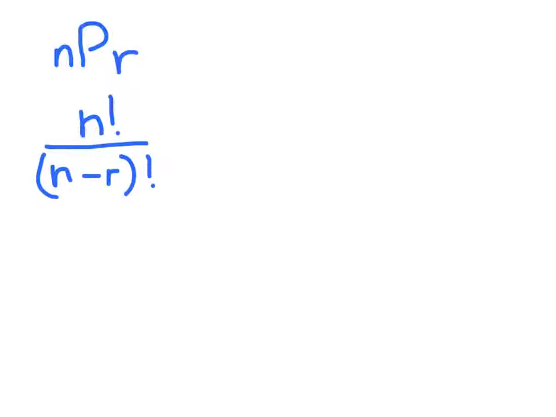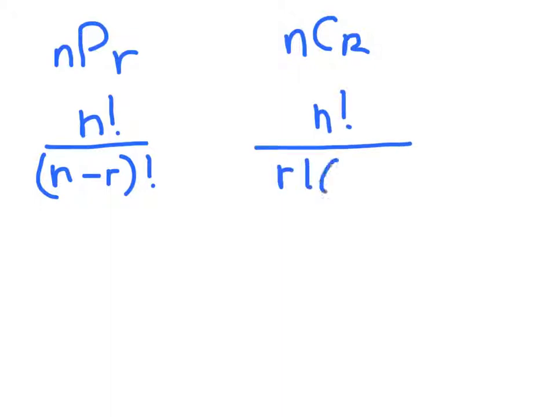I am going to write down these formulas for you. nPr is equal to n factorial divided by n minus r factorial. nCr is equal to n factorial over r factorial times n minus r factorial.